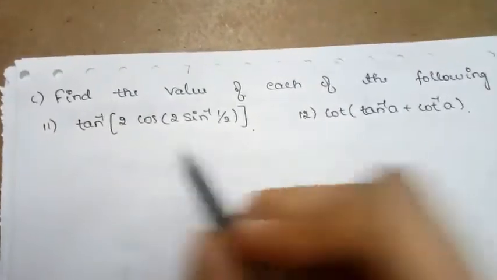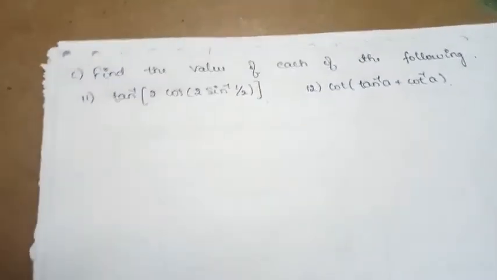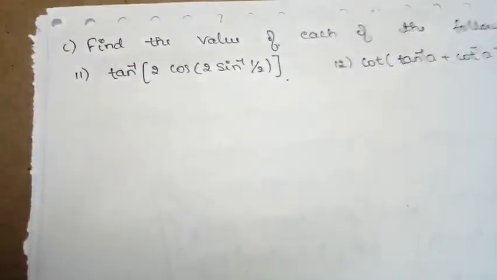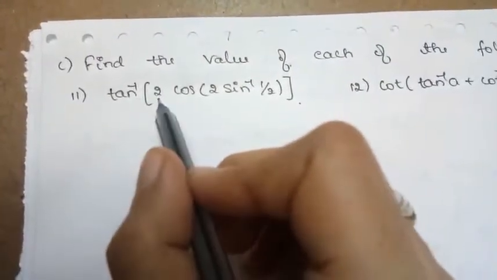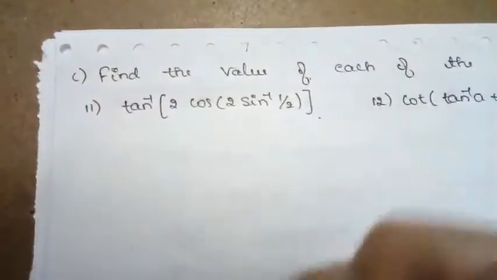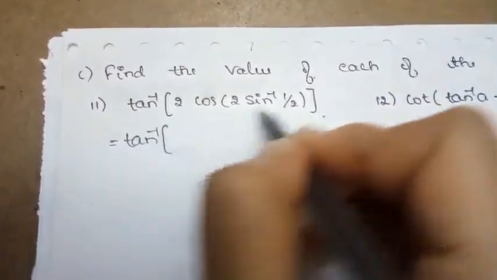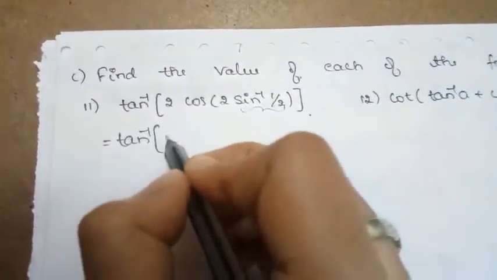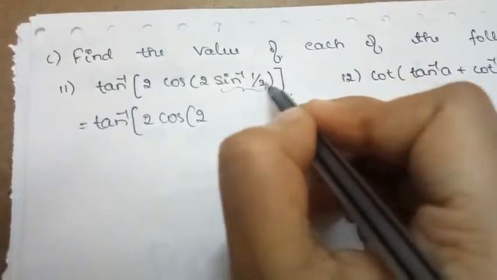So let us move to the next set of questions, that is find the value of each of the following. So you need to find the value here. The first question in that is tan inverse of 2 cos (2 sin inverse of 1 by 2). So let us solve it step by step. Clearly the first thing which we can simplify here is this itself, 2 sin inverse of 1 by 2.